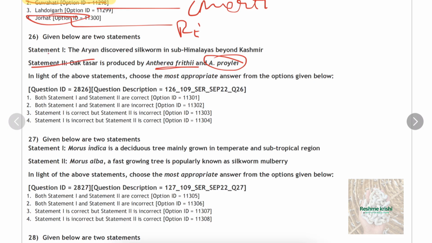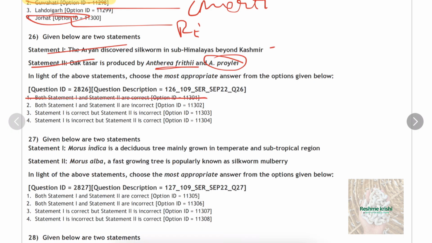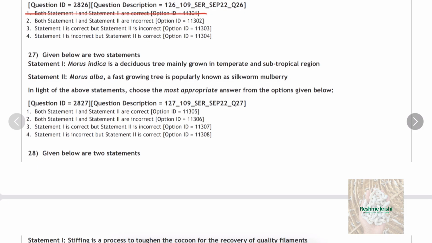The Aryan discovered silkworm. This is a random history-based question mixed with the proper statement. But this particular statement is also true. It is present in some of the major books. Both statement 1 and statement 2 are correct, which relate to the silk route. Basic history books related to sericulture mention that Aryan discovered silkworm in sub-Himalayan beyond Kashmir, meaning that at that time the complete Indian subcontinent was present, and it was found there.